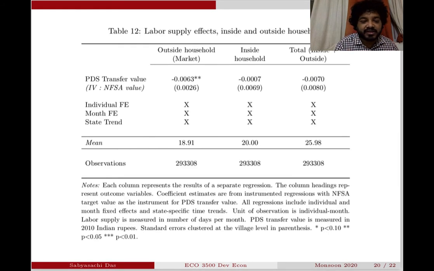Before going there, this is just saying that the change in the labor supply is only coming from the market labor supply. They also have data on household labor supply, how many hours of work you do within the household, and there is no such change. All the change is in outside labor, which is sort of expected.